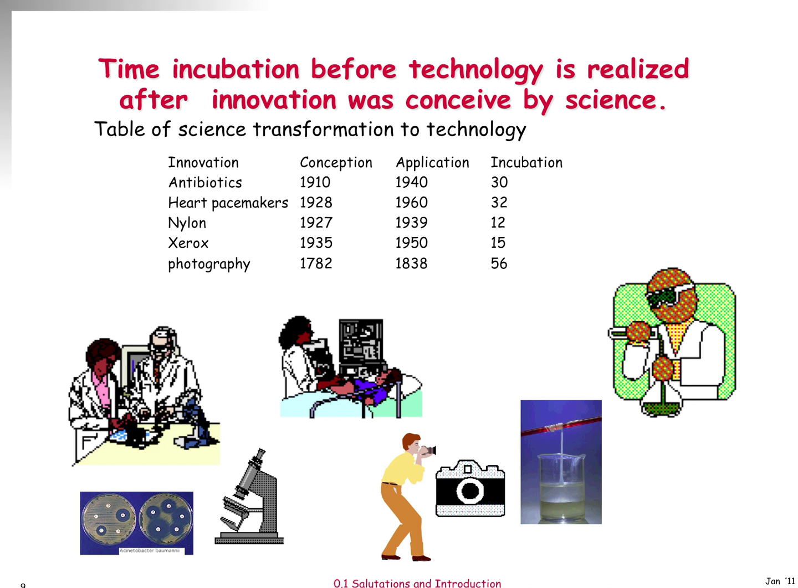Heart pacemaker, that was conceived back in 1928, and the first heart pacemaker was actually built in 1960. Nylons, that was conceived in 1927, and then we started using nylons for nylon stockings and parachutes in 1939. Xerox, what would we do without copying machines? Well, that was conceived in 1935. The first copier was made in 1950.